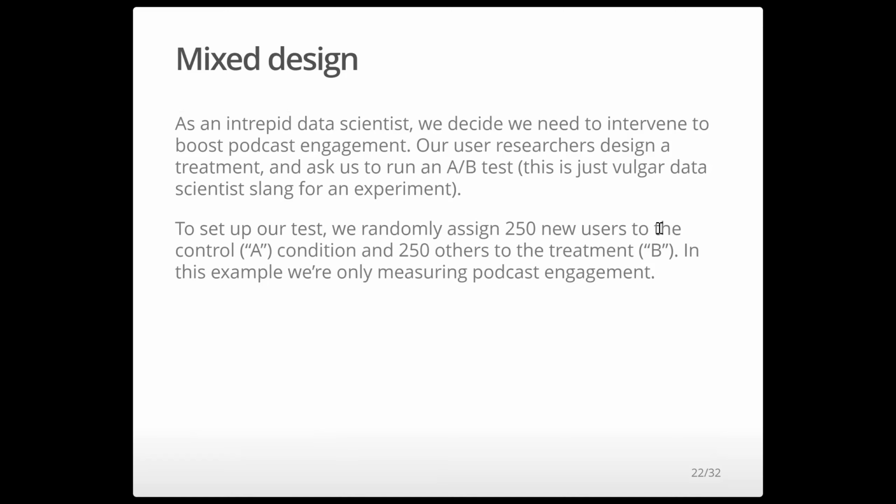The A/B test is just a weird term that data scientists and tech people tend to use for an experiment. It's the same thing. I'm not sure why they use a different terminology, but this is essentially an experiment. So we're going to set up a test where we randomly assign 250 new users to the control condition and then 250 to a treatment and see how that affects podcast engagement.